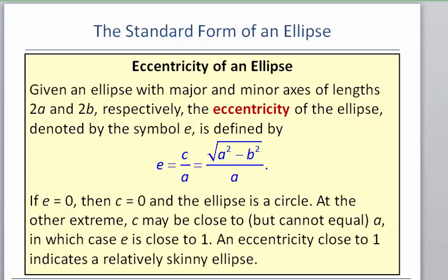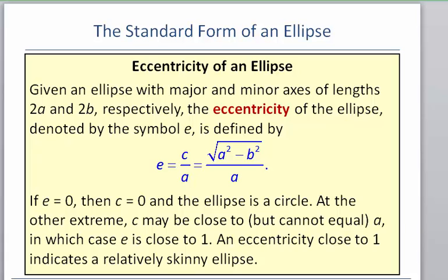If E is equal to 0, then C is equal to 0, and the ellipse is a circle. At the other extreme, C may be close to, but cannot equal A, in which case E is close to 1. An eccentricity close to 1 indicates a relatively skinny ellipse.